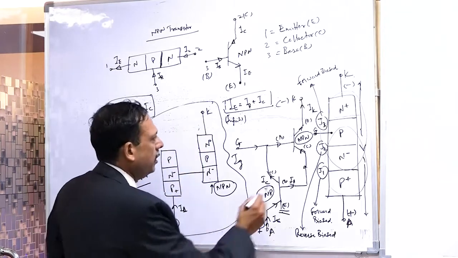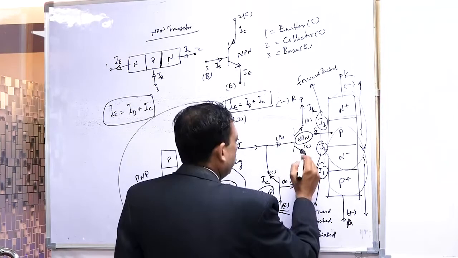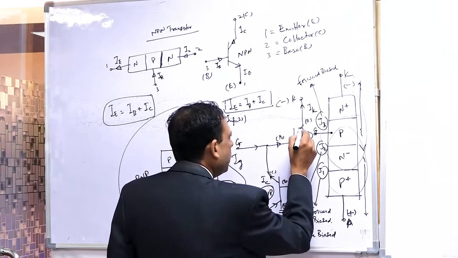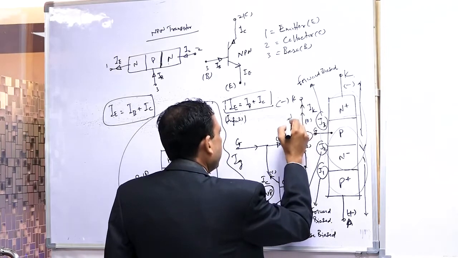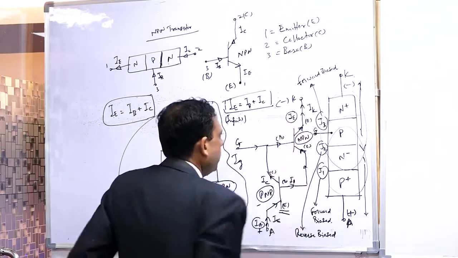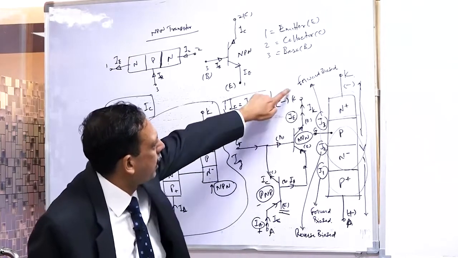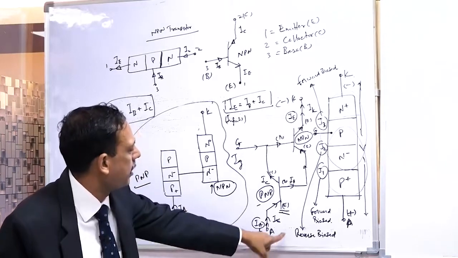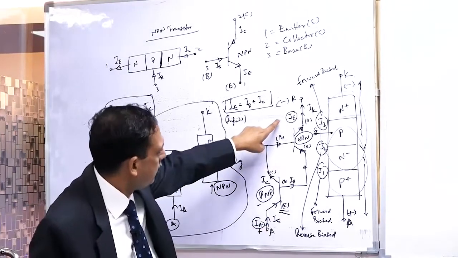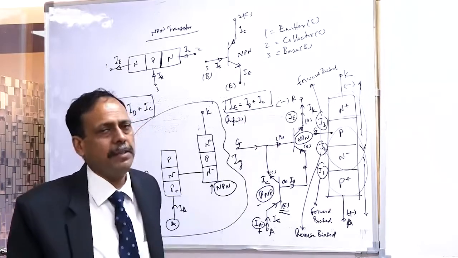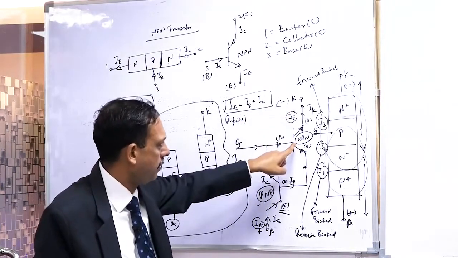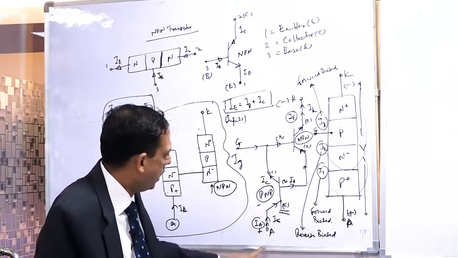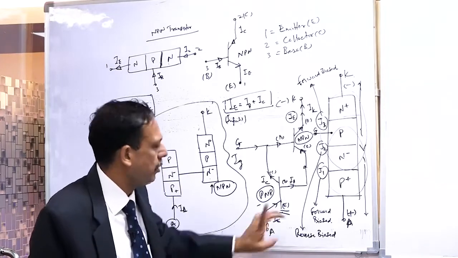Now in the NPN transistor, you know that this is the collector current which is going inside, this is the base current which is going inside, and this is the emitter current. The emitter point is connected to the cathode. The anode of the PNP is connected to the emitter, and the emitter of the NPN is connected to the cathode. N means it is negative, cathode. So the emitter of the NPN is connected to the cathode. Is it clear?